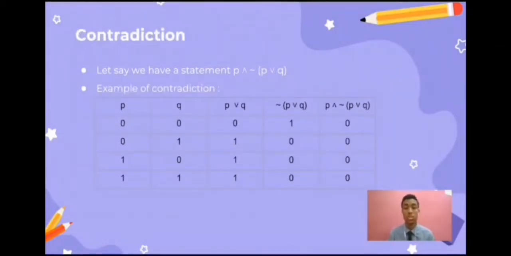Next is contradiction. Let's say we have a statement P and not P or Q. We use the truth table to check it. From the table, we can see that the rightmost column is all equal to 0. So, we can conclude that the statement is contradiction.